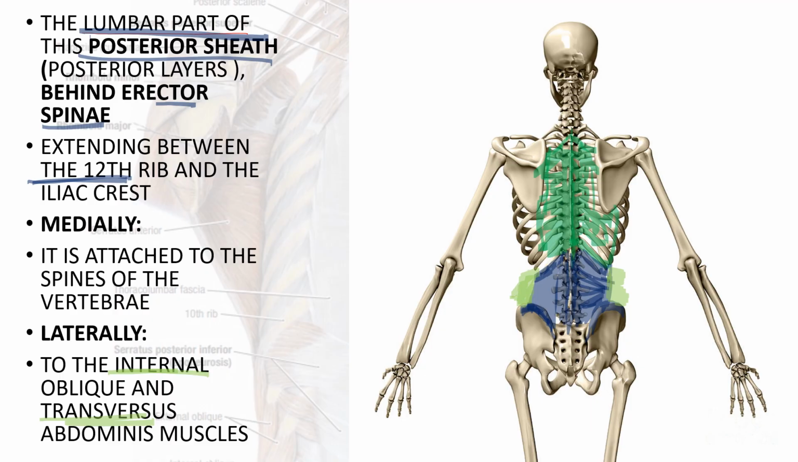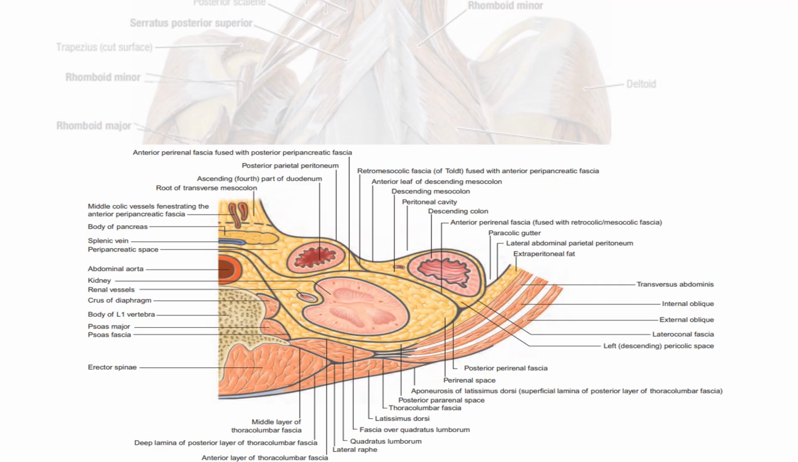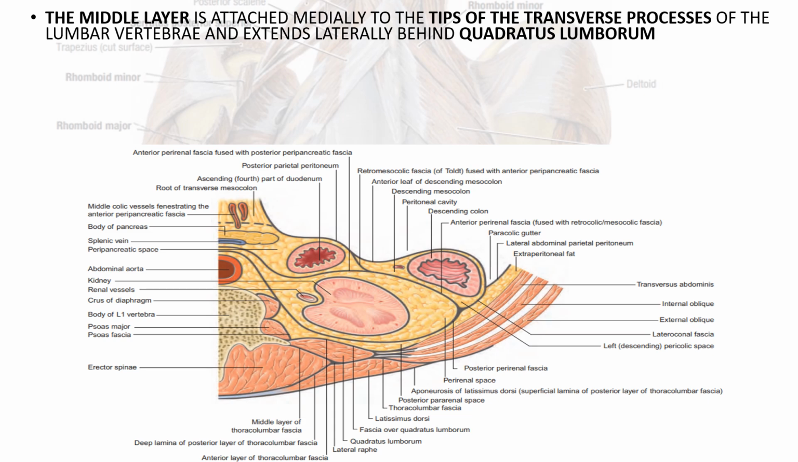So quite easy. This thing is the thoracolumbar fascia, the blue-colored one. Here we have the upper attachment, medial attachment, lower attachment and lateral attachment. So first of all, the posterior layer we can see in this diagram also. Here we have the erector spinae muscle.